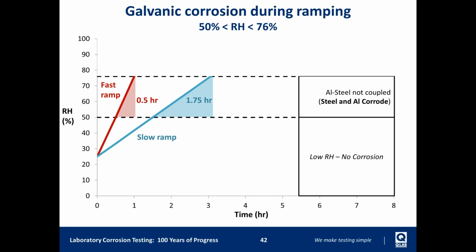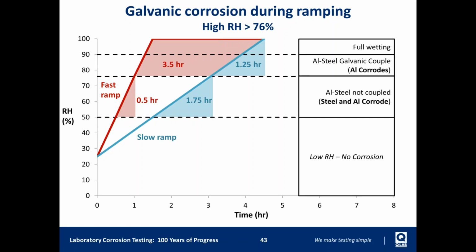Now, the amount of time that each of these testers spends in that region is different. The tester that's ramping very quickly is only there for a half hour, whereas the tester that's ramping slowly might spend an hour and 45 minutes in that range. And then if we move on to the next step where it exceeds that and we start to have that galvanic couple where just kind of aluminum is corroding, and this includes when we have full wetting of the specimens at above 90% relative humidity, you could see that the aluminum is corroding for a much longer time on the fast ramp, whereas in the slow ramp, the aluminum isn't corroding quite as long, but the steel is corroding a much longer time.